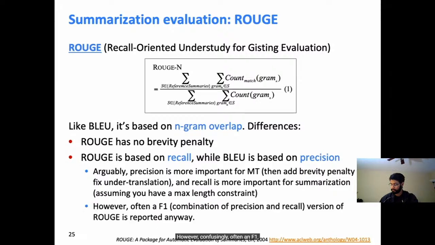However, confusingly, often an F1, that is a combination of precision and recall version of ROUGE, is reported anyway in the summarization literature. And to be honest, I'm not entirely sure why this is. Maybe it's because of the lack of explicit max length constraint. Anyway, I tried to search for that, but I couldn't find an answer.